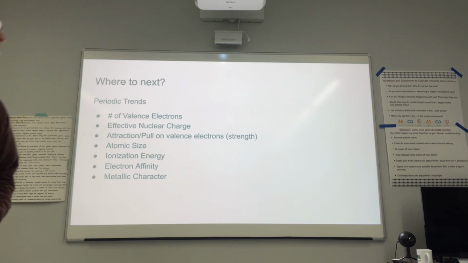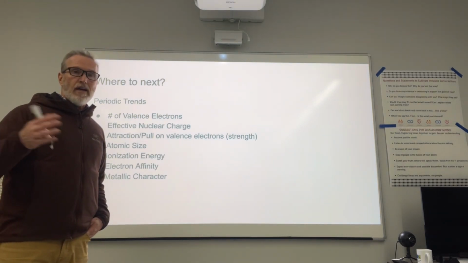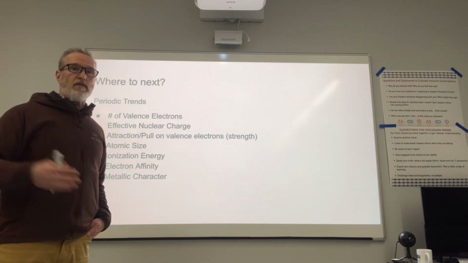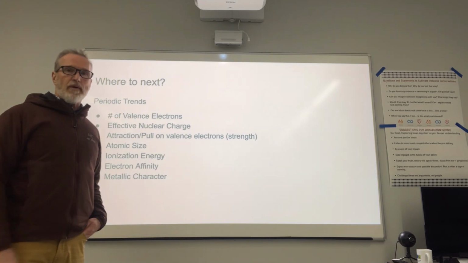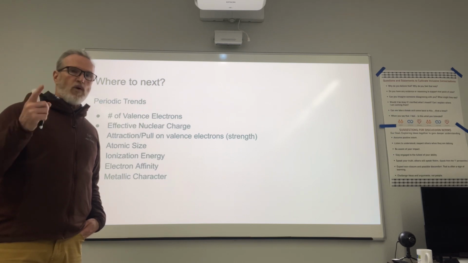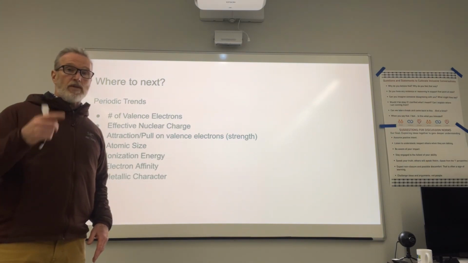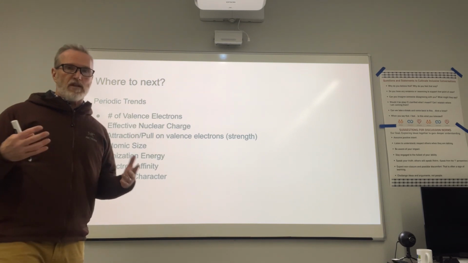We already talked about effective nuclear charge and how to find it. But the pro tip is, if you know how many valence electrons, that essentially gives you an idea of what the effective nuclear charge is. So elements that have one valence electron will have an effective nuclear charge of approximately 1. Elements with 4 valence electrons will have an effective nuclear charge of approximately 4.